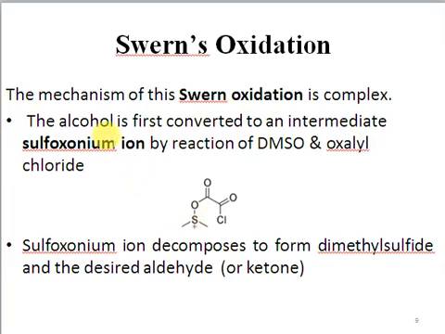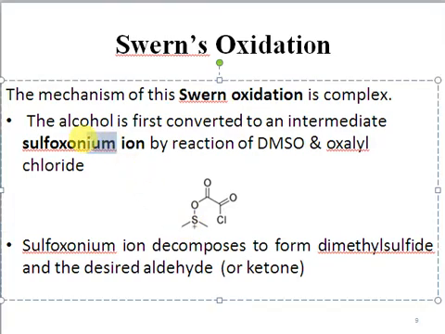Always remember that whenever you have some name ending with onium, that indicates that the atom has a positive charge. So if we have sulfoxonium, it means there is sulfur that's attached with oxygen, and sulfur is having a positive charge. Similarly, you have bromonium, right? So whenever there is a name ending in onium, always remember that that atom has a positive charge on it.